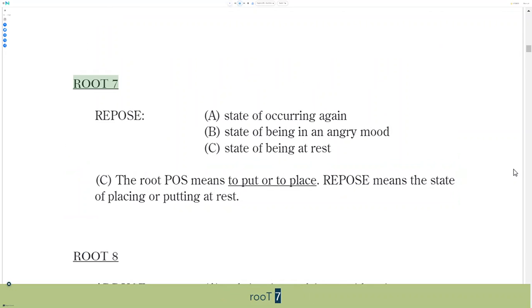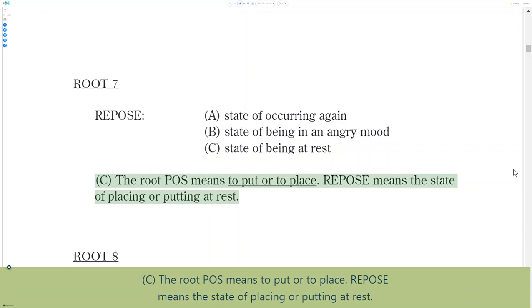Root 7. Repose. A. State of occurring again. B. State of being in an angry mood. C. State of being at rest. C. The root POS means to put, or to place. Repose means the state of placing or putting at rest.